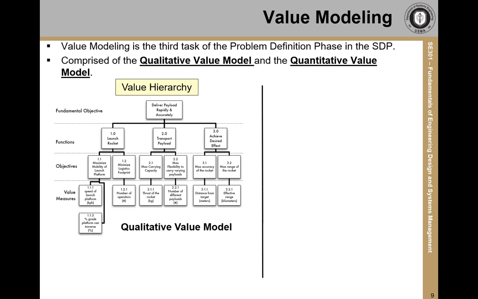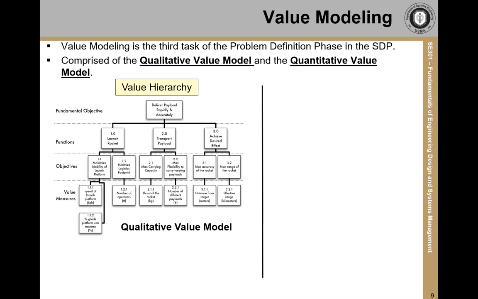So value-focused thinking really underpins the system decision process and the value modeling that is task 3 of the problem definition phase. But how do we actually accomplish value-focused thinking? One of the key ways we do that is with value modeling, which we break up into qualitative and quantitative value modeling. What we'll be talking about today is mainly on the qualitative side. So qualitatively, what we want to accomplish is to build what we call a value hierarchy.